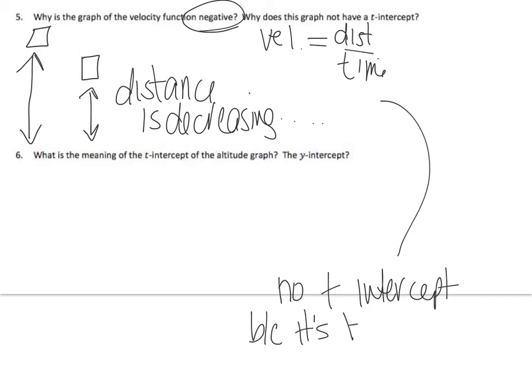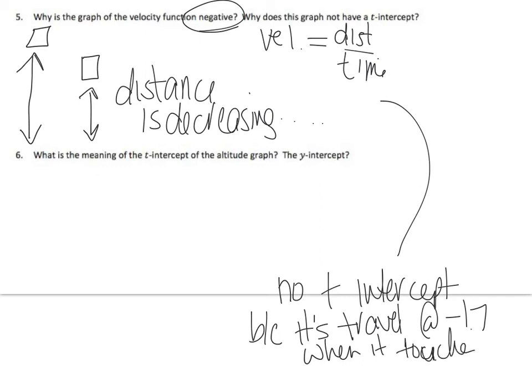Because it's traveling at negative 1.7 when it touches. It's not traveling at 0, it's traveling at negative 1.7 miles per hour when it touches. And we have our velocity and our time. There's no t-intercept because it goes straight past it.